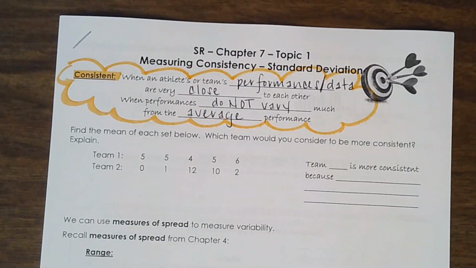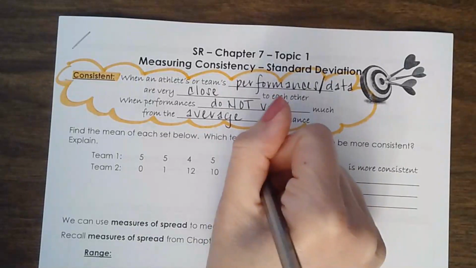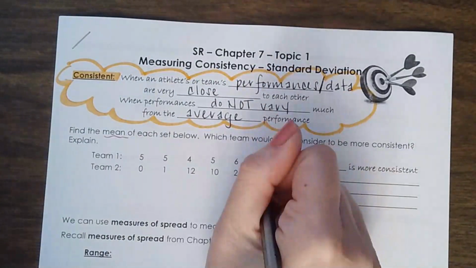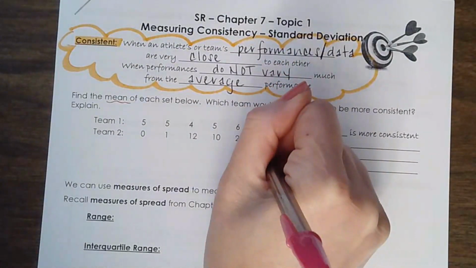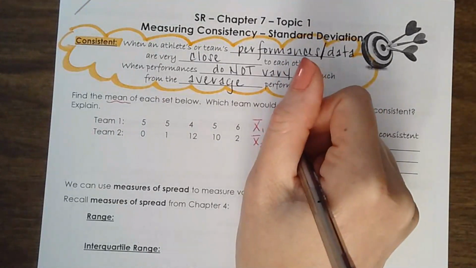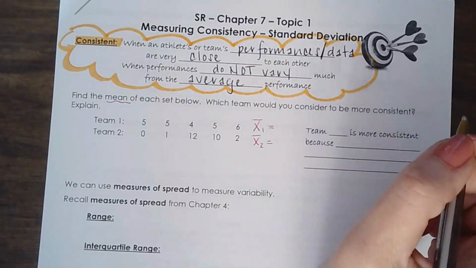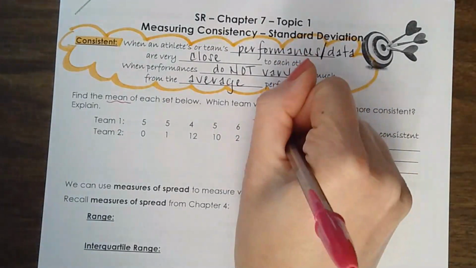I have 2 sets of data below, data for team 1 and data for team 2. Go ahead and calculate the mean for each data set. Remember, x bar is the mean. What did you get? What's the mean for team 1? What's the average of these 5 numbers? 5. Good. What about the mean for team 2?